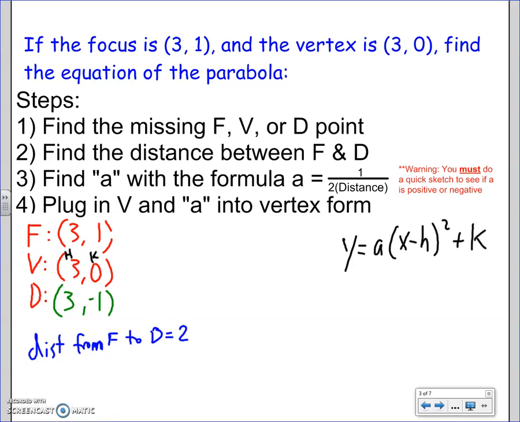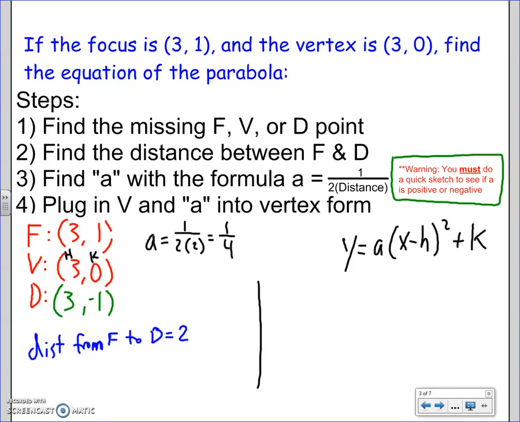All right. A has the formula 1 over 2 times the distance. So here's where that distance, that 2, comes in. So 1 over 2 times that 2 gives us 1/4. We now have A, H, K, but there's one very, very important thing you must check. You must draw a quick sketch to see if our graph is going up or down, because that's going to tell us whether our A is positive or negative.